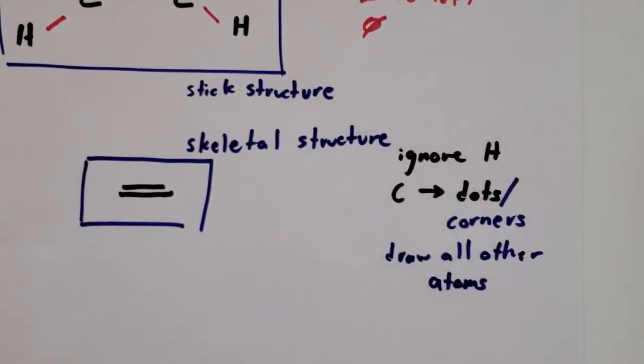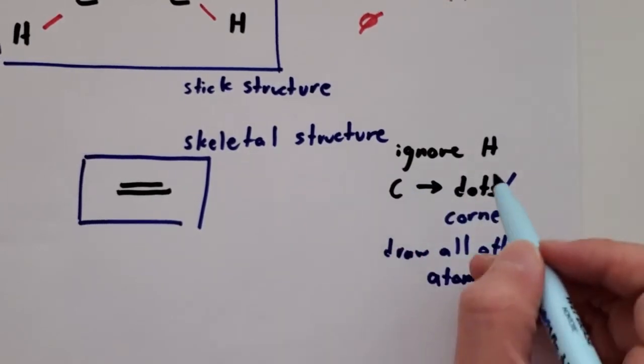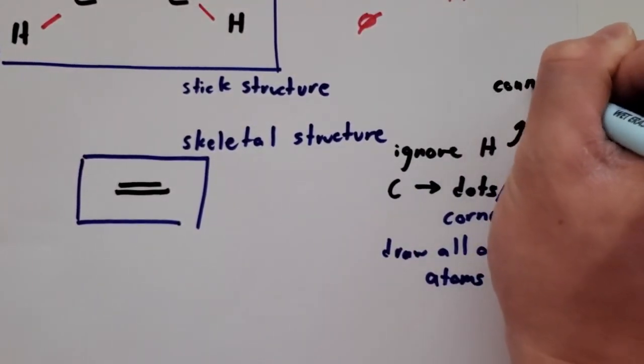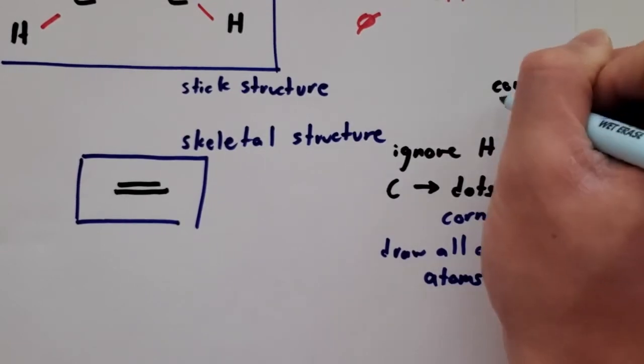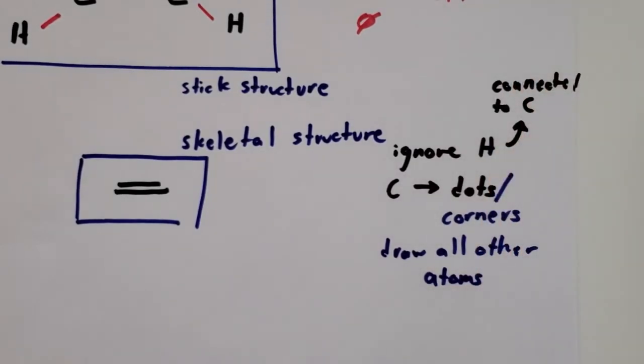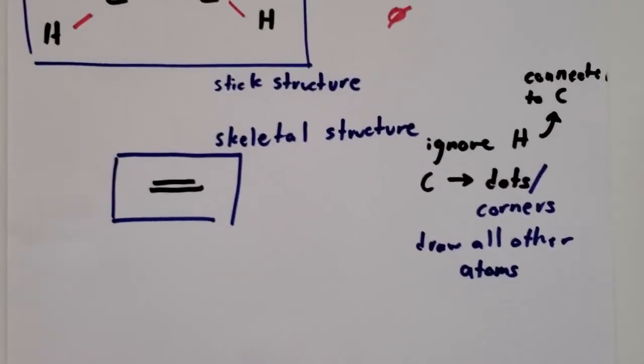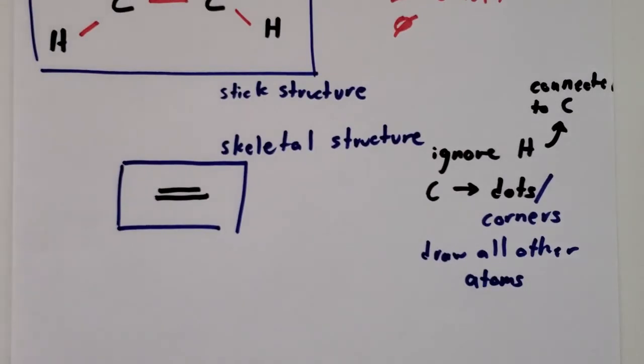Oh, one quick thing. We're going to ignore the H's, but we're just going to ignore a specific type of hydrogens. We're going to ignore the hydrogens that are connected to carbon. Okay, so we're going to ignore the H's that are connected to carbon. Alright, so let's try drawing a structure that's a little bit more complicated.